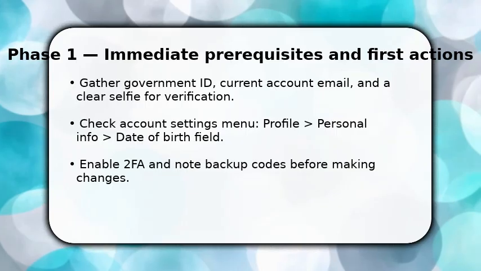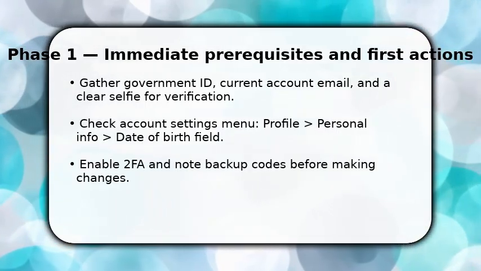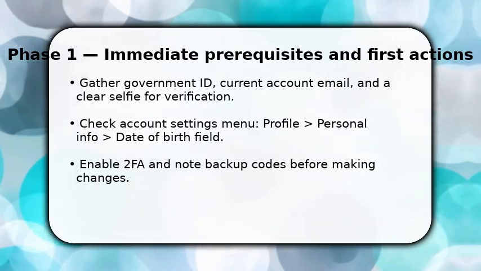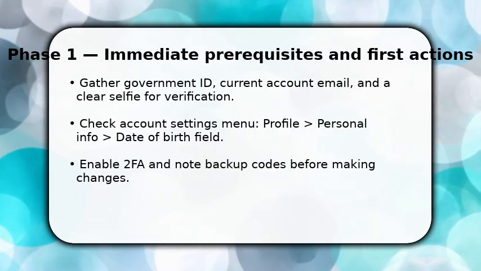You begin by confirming prerequisites: a valid government ID, the account email, and backup access. Open Settings, then Personal Info, and locate the date of birth field. This is where you start.